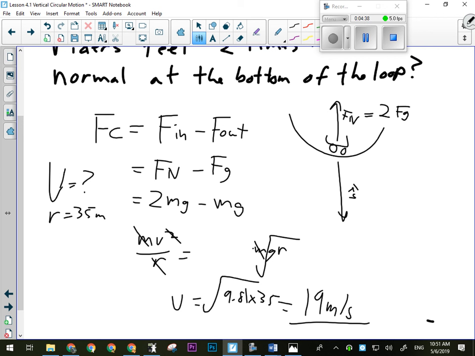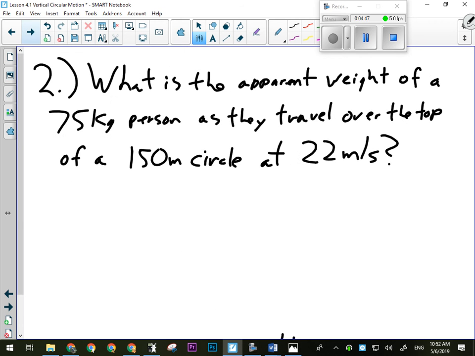The math of that's pretty easy. It's getting to the math from the question, right? That 2mg thing kind of throws you off a little bit. All right, try this one. We're looking for the apparent weight, which is which force?